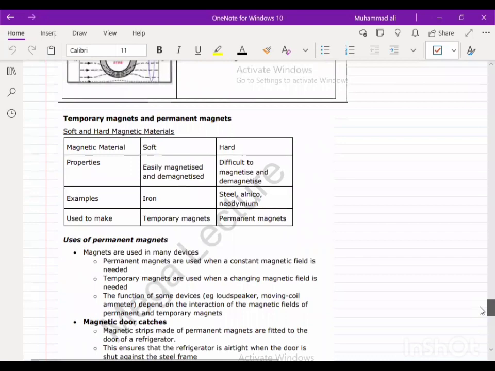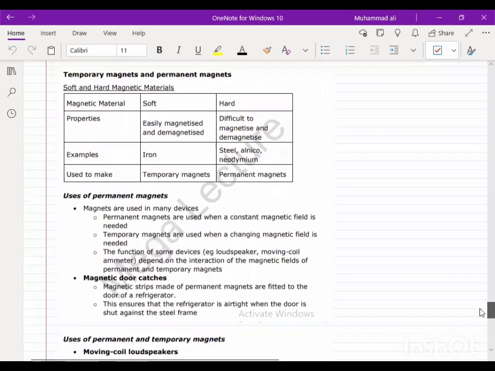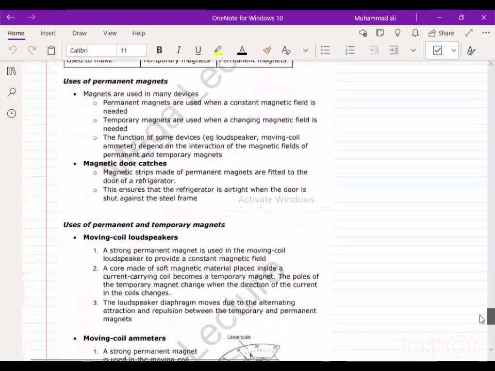Now, soft and hard magnetic materials. We know that soft can be easily magnetized and demagnetized. Hard will be difficult to magnetize and demagnetize. An example of soft is iron, and of hard is steel. Soft is used to make temporary magnets, hard is used to make permanent magnets, which we have already been discussing.